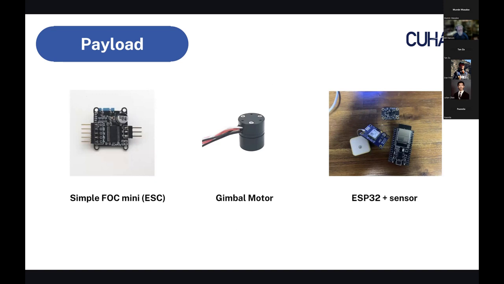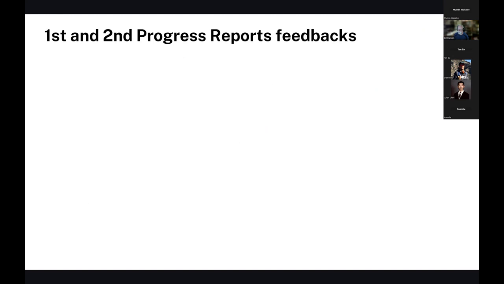So we already have the main electrical components with us, like the ESC, the motors, the microcontroller, and sensors. And we are currently in the process of manufacturing and coding. And that's everything. Okay, for the first and second progress report feedback, we don't really have anything that you commented on. So this is it for our virtual progress review.